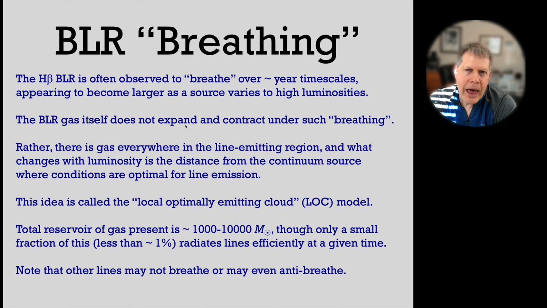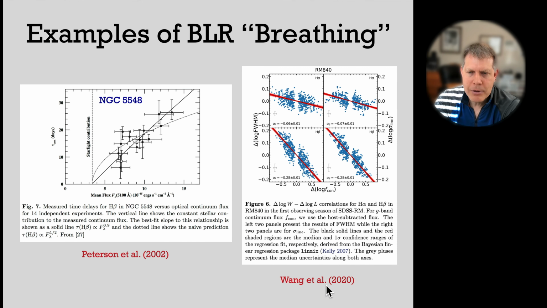Now, all that being said, things aren't perhaps quite as simple as that, because if you study other lines, this breathing behavior is best observed for H beta. But if you look at other lines, some of them, in fact, don't seem to breathe very much, and some of them may even show anti-breathing behavior. And that causes additional complexities. I won't go into them here. You can read about them in this paper, for example, if you're interested. And there's other good papers on this subject as well.